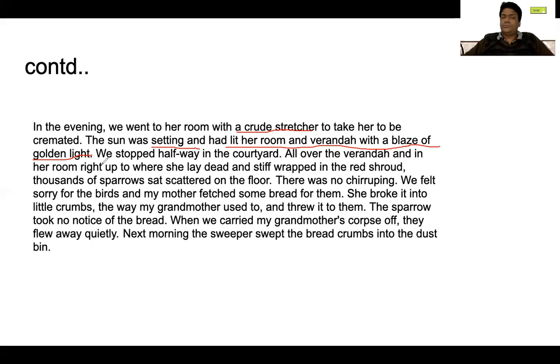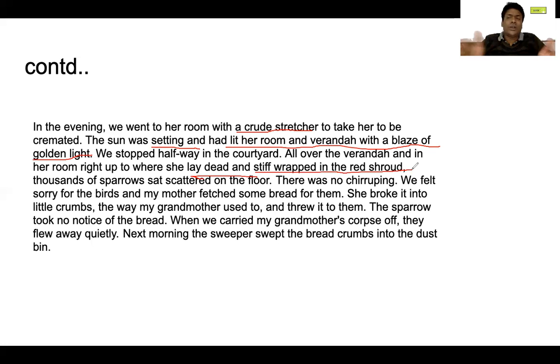So the sun had also lit her room and veranda with a sign of golden light. So we stopped halfway in the courtyard. The writer stated that they did not go forward with the grandmother to the crematorium. We stopped halfway in the courtyard, all over the veranda, and in her room, right up to where she lay dead and stiff, wrapped in the red shawl.